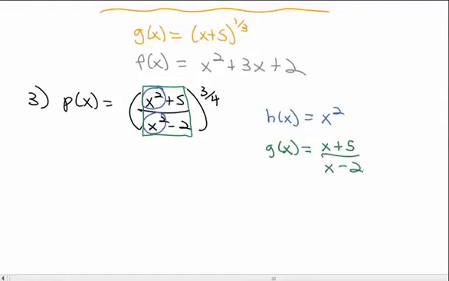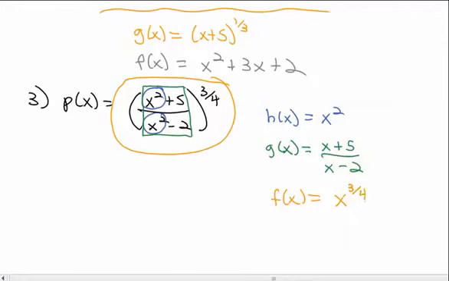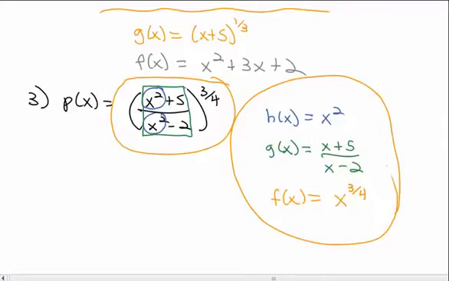And notice when you stick h in there, it gives you the whole thing, with the x squared plus 5 and the x squared minus 2. But then all that is built in a bigger outer function, which takes all of that stuff, we'll use f for the outer function, takes all of that stuff and just raises it to the 3/4 power. And so p of x is a combination of these three functions. By identifying how we can decompose the functions, it's going to help us as we graph, as we solve, and continue to work with these functions.